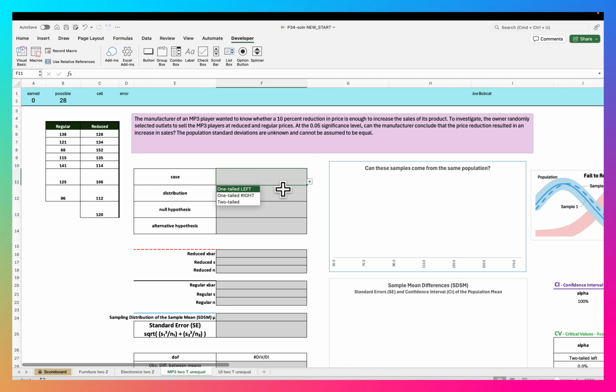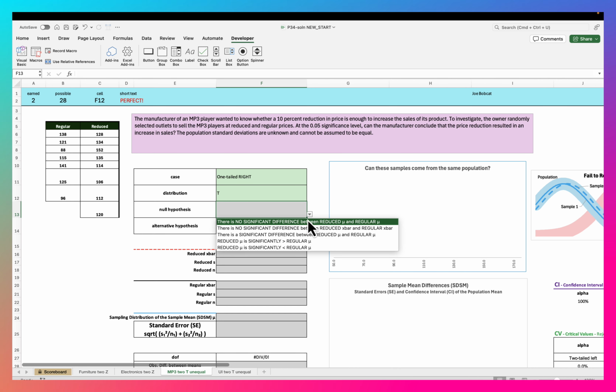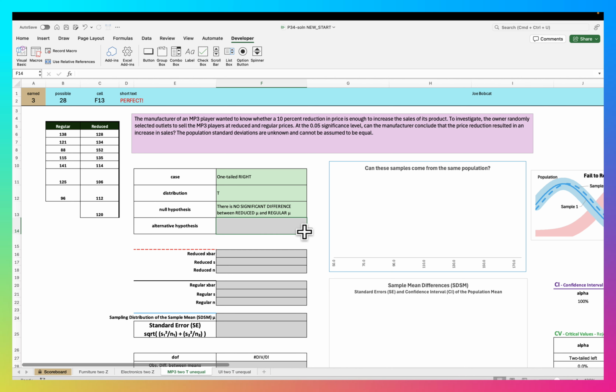Okay, so the case is we're looking for an increase in sales. So again, we're one-tailed right. By the way, one of the reasons we do the prep with one-tailed right is because right is harder than left. So when you get to a left test, hopefully it'll be easier for you. So this is t. That's important. The null is no significant difference, and the alternative is that the reduced population mean is significantly greater than the regular population mean.